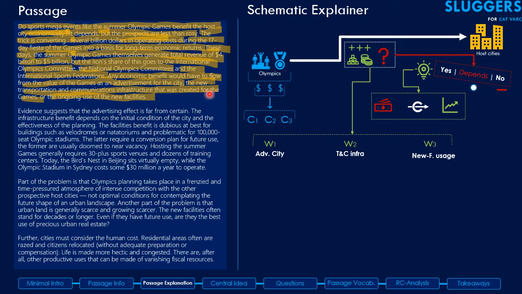The first way would be the value of the games as an advertisement for the city. The second way is the new transportation and communication infrastructure that will have to be created for the games, right? And finally, the third way could be the ongoing use, even after the games have terminated, even after the mega event has been completed, of the new facilities. These are the only three ways in which there can be any economic benefit at all to the host cities from the mega events, right? No other ways, according to the author.